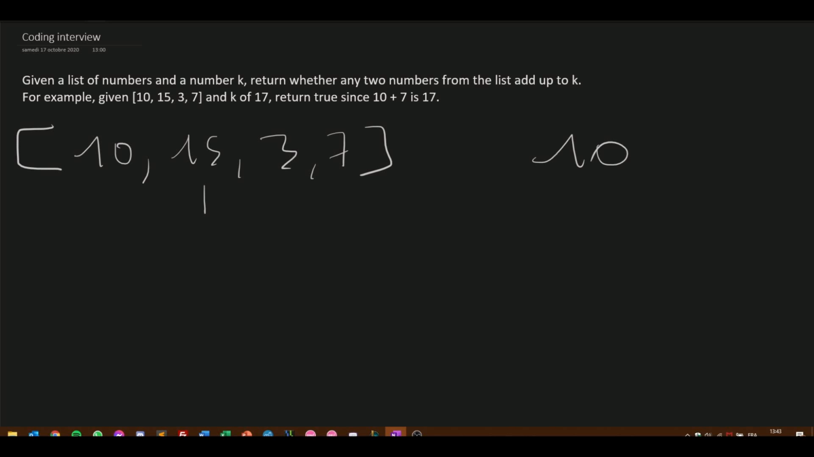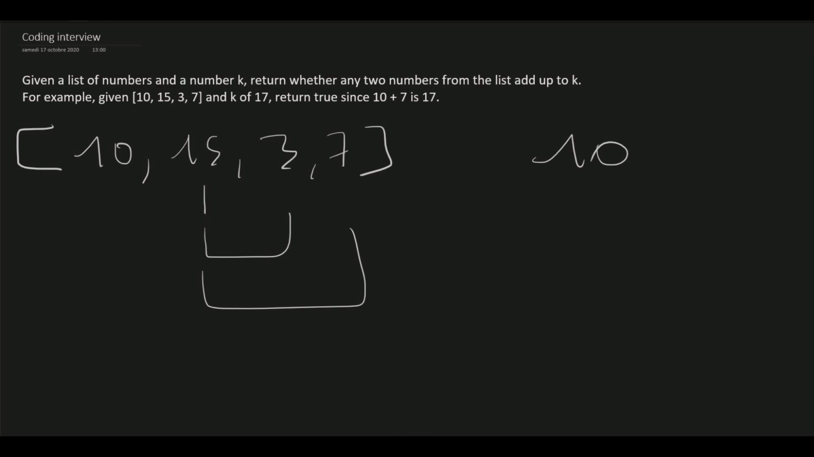So we don't actually have to check 15 plus 10 because we've already checked it before. You can see it goes backwards, so if it goes backwards here, it means we've already checked, so we don't have to check this. And 15 plus 3 isn't 10, and 15 plus 7 isn't 10 either.